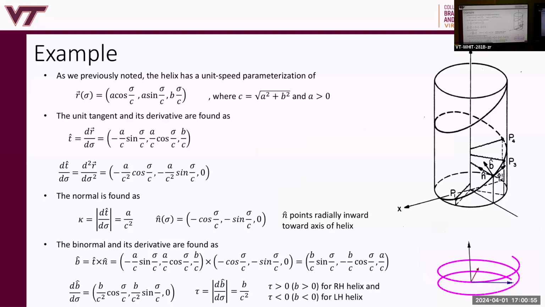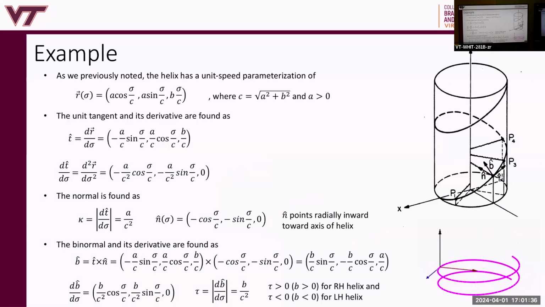Now, we calculate the normal by taking the unit part of this, right? Because this was equal to kappa times n hat. So first we calculate the magnitude of this vector, that's kappa. Then we factor that out. Whatever's remaining is the n hat. So n hat is the unit vector of dT d sigma, which is negative cosine sigma over c, negative sine sigma over c. If I multiply a over c squared times n hat, then I get back this vector here, the dT d sigma. So what does that say? That says that n hat points radially inward toward the axis of the helix.